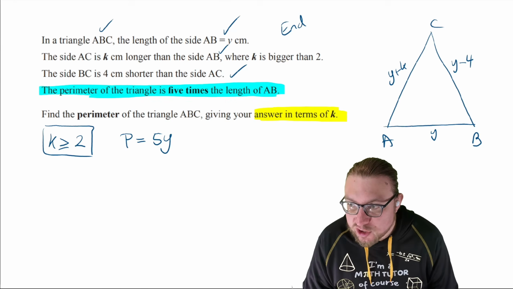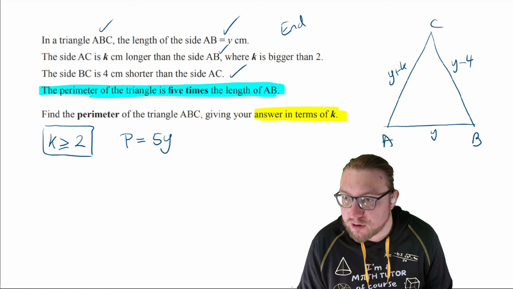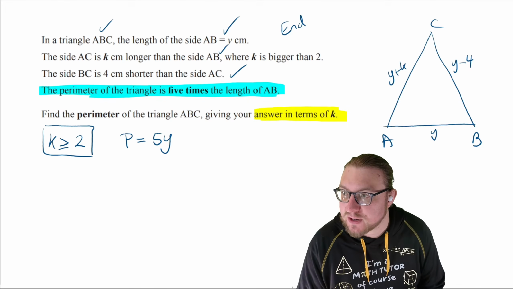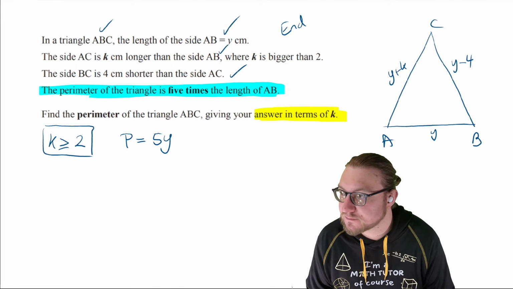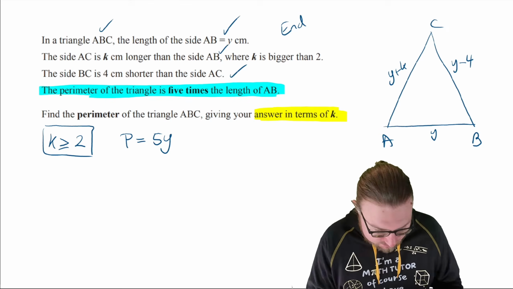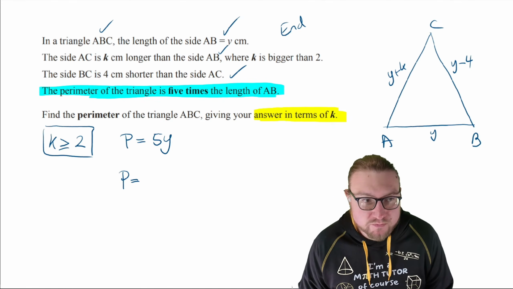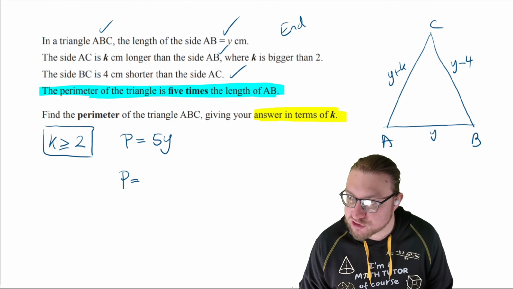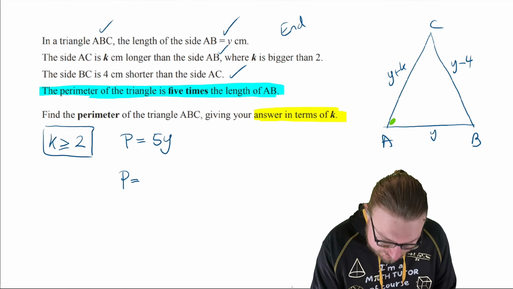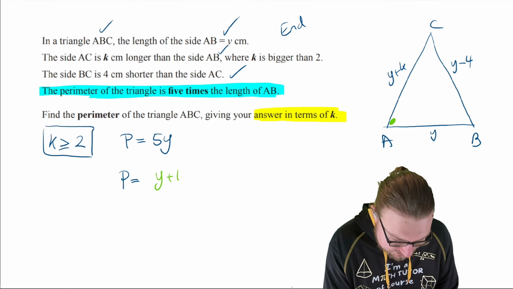Okay, so in terms of, remember that means we want to find a formula for our perimeter. Find P, find the perimeter. And in terms of k means we're allowed k's in the answer. Now I'm going to start and write down perimeter, because we've been given something about a perimeter, so we have to work out how it's usually made. Let's start at A and go over to C. That's going to be y plus k.